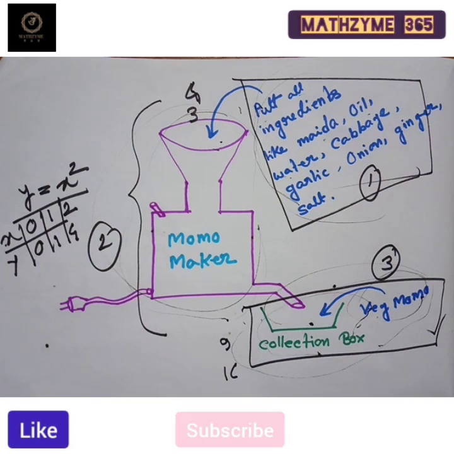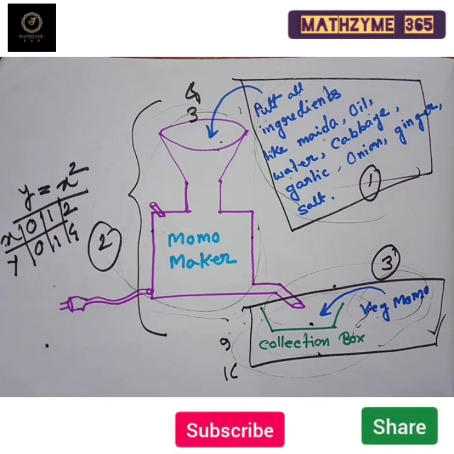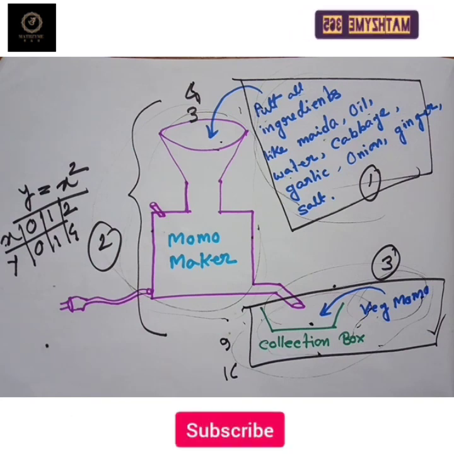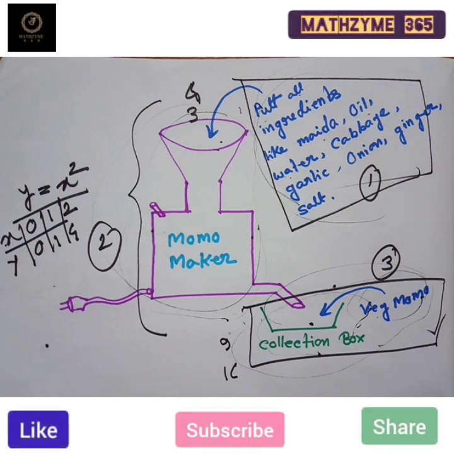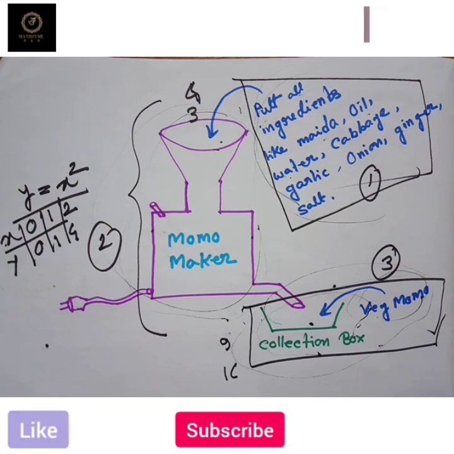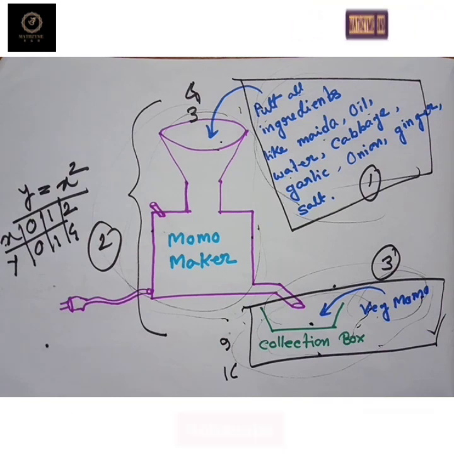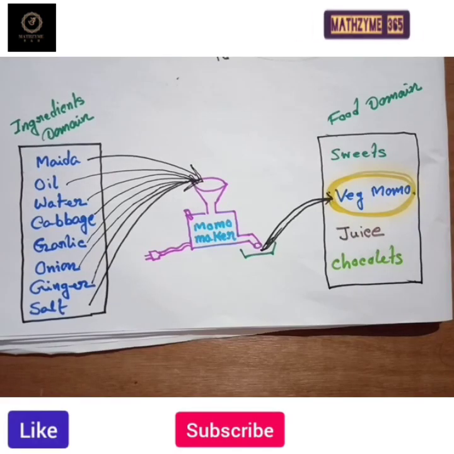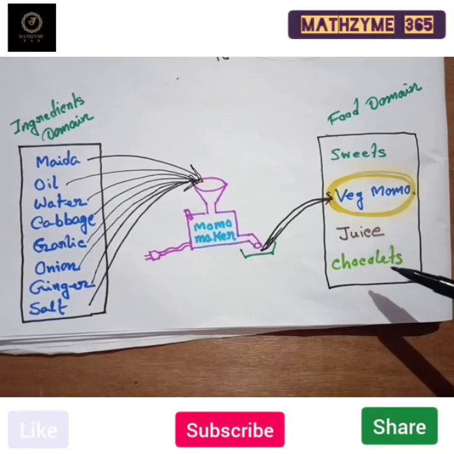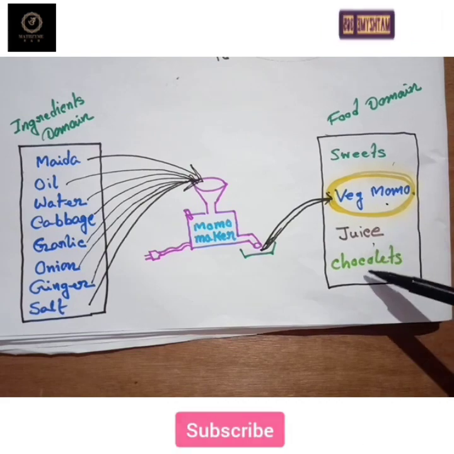Now what does the momo maker do? It makes food. Let's list out some foods: chocolates, sweets, juices, and momos also. There are some items of foods we listed out. Now see this in a diagram. Here you see the diagram of foods: sweet, veg momos, juices and chocolates.